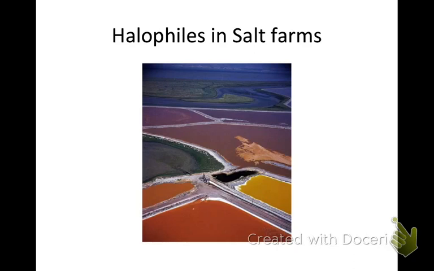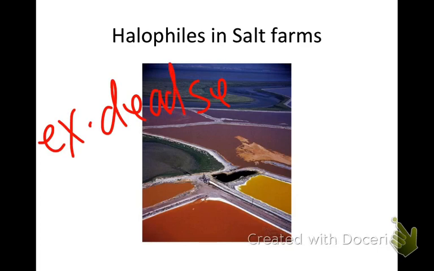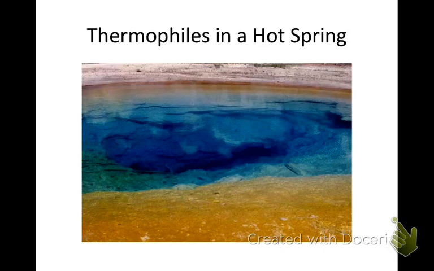Halophiles, these guys love salt, so please highlight, these are salt lovers. They live in places like the Dead Sea. No organisms will live in the Dead Sea. No plant, fish, animal, nothing. But this bacteria will. And then thermophiles, these are heat lovers. They love to live in hot springs. They also love to live in underwater sea vents in the ocean.